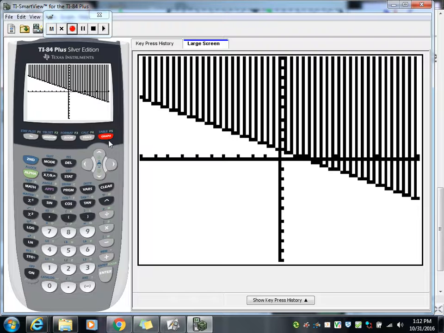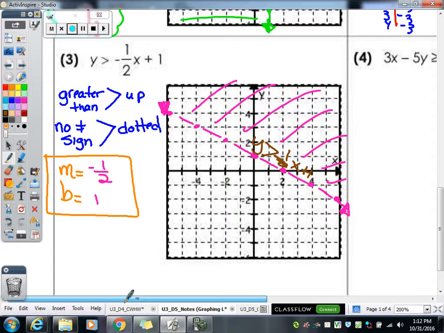Again, no matter what calculator you have, even the most expensive ones don't do dotted and solid. I mean, you can put a dotted line in there if you know what it is, but it won't give you greater than or equal to. It'll give you just dotted. All right. Let's go on to the next one.